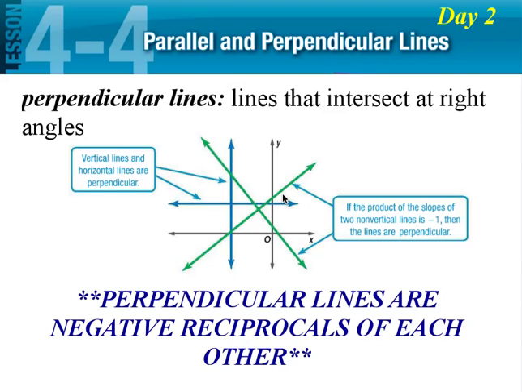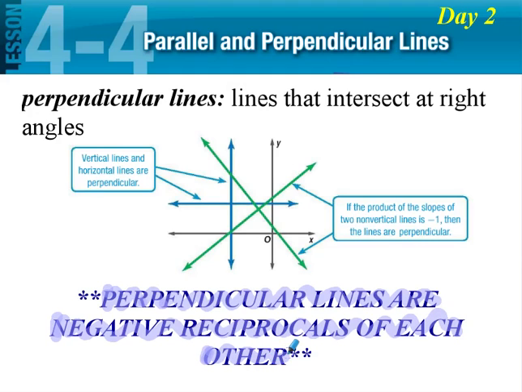And if you notice here, the quote: if the product of the slopes of two non-vertical lines is -1, then the lines are perpendicular. Okay, so that's kind of confusing. So the way I like to remember perpendicular lines is down here. Perpendicular lines are negative reciprocals of each other.